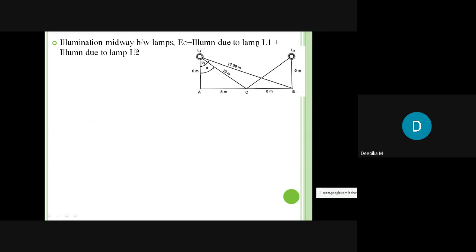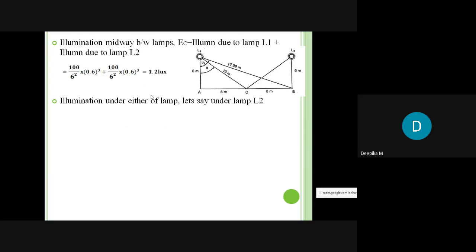So therefore, we have to write it this way: EC is nothing but illumination due to lamp L1 plus illumination due to lamp L2. Again, the formula is I by h square into cos cube theta. I is 100 cp, h is the mounting height, 6 meter, and cos cube theta we need to calculate, which is nothing but 0.6. So how do I write this? Cos theta is adjacent by hypotenuse. Therefore 6 by square root of 6 square plus 8 square, which, if I calculate, will be 0.6. So this is nothing but 1.2 lux.